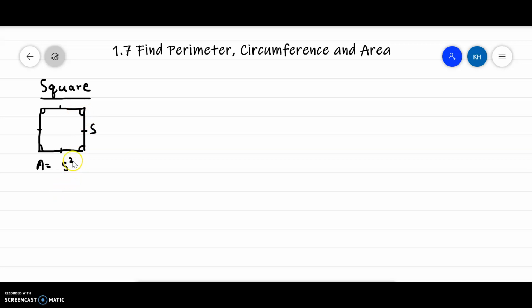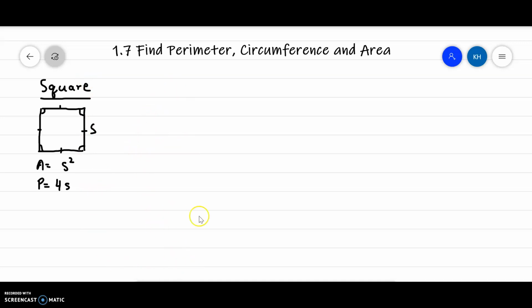This is how we came up with something to the second power, referring to squaring. Alright, because it's the area of a square. Perimeter of a square would be 4 times S.